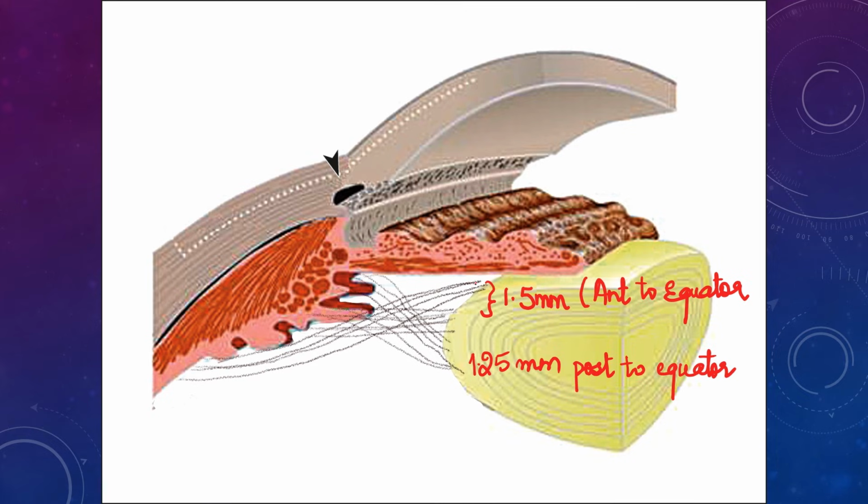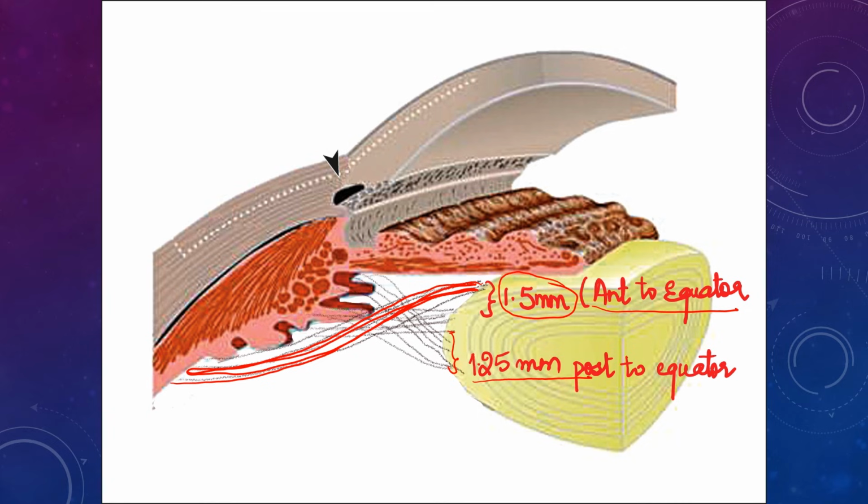The anterior zonular limb means that it is inserted anterior to the equator, 1.5 millimeters anterior to the equator. But where are they coming from? They are coming from the pars plana. They are coming from behind, right? And getting inserted anteriorly. Now the posterior limb is getting inserted posterior to the equator. How much posterior? 1.25 millimeters posterior to the equator.